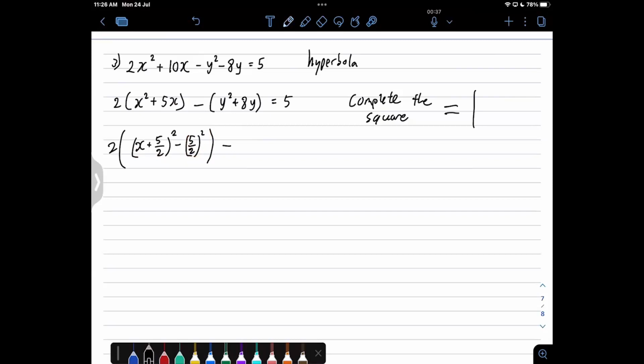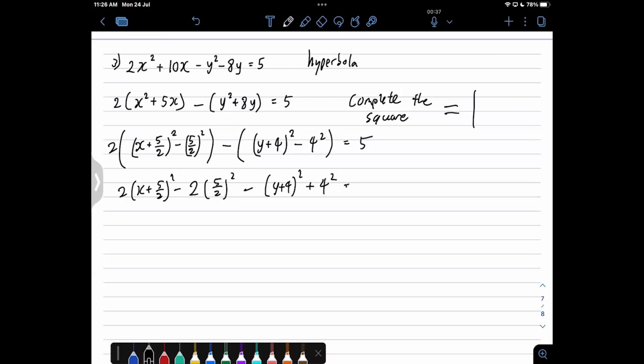Then subtract away this guy, this time it's (y plus 8 over 2), which is 4, bracket square, minus away 4 square, equals to 5. Good. Simplify, you expand, you get 2 times (x plus 5 over 2) bracket square, minus away 2 times (5 over 2) bracket square, minus away (y plus 4) bracket square, plus 4 square equals to 5.